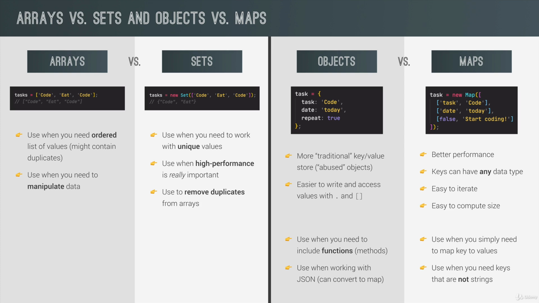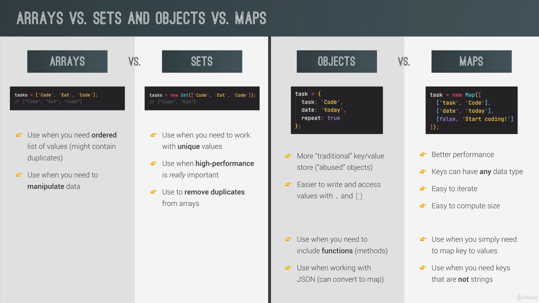Anyway, as a conclusion, you should use maps when you simply need to map keys to values, and also when you need keys that are not strings, because as we saw in the last video, that can be very powerful sometimes. Now, if you need functions as values, then you should absolutely use an object for that. So in objects, these functions are then called methods, and you can use the this keyword to access properties of the same object, which is impossible in maps.